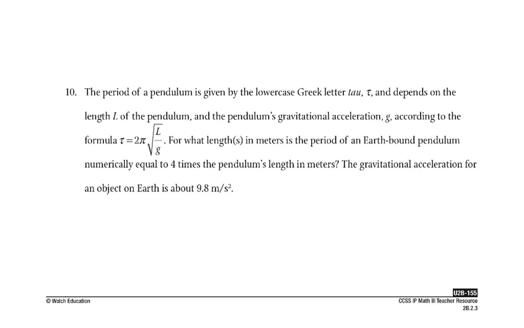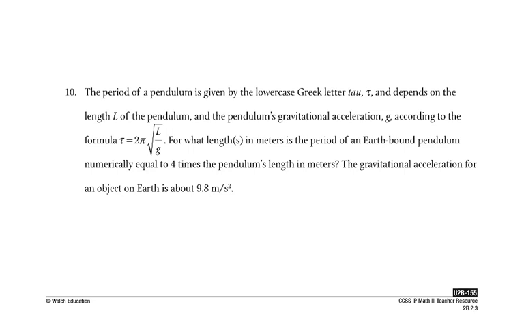Okay, last one. The period of a pendulum is given by the lowercase Greek letter tau, which kind of looks like pi missing a leg, and depends on the length of the pendulum and the pendulum's gravitational acceleration g according to this formula. For what lengths in meters is the period of an earthbound pendulum numerically equal to 4 times the pendulum's length in meters? The gravitational acceleration for an object on Earth is about 9.8 meters per second squared.